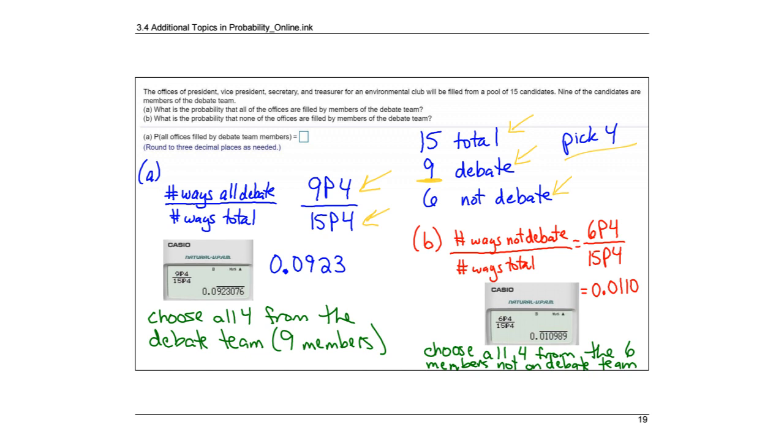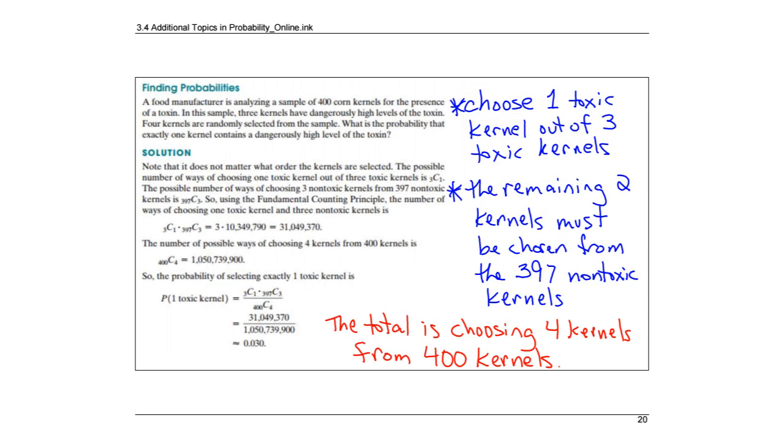Then B is, find the probability that none of the offices are filled by members of the debate team. They would all come from my 6 that are not on the debate team. So I would have 4 picked out of 6 over my total of 4 picked out of 15. Sometimes we're not picking all from the debate team or all not from the debate team, so we're going to use this one.